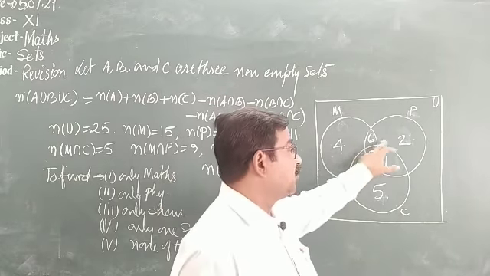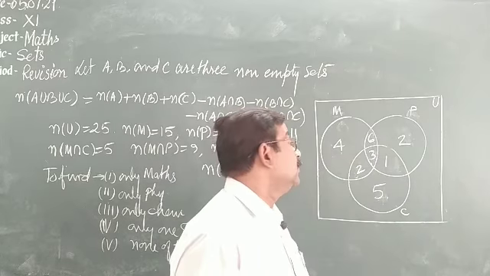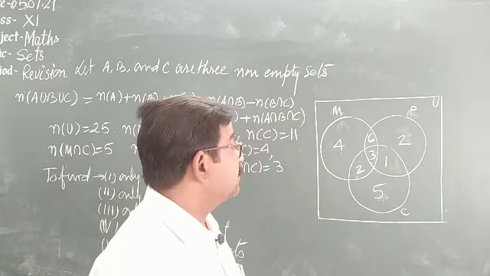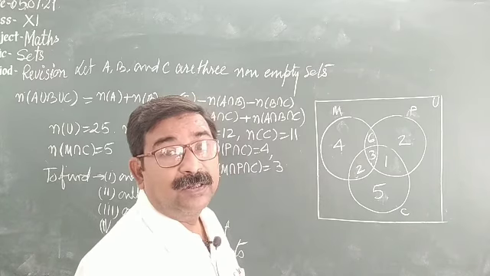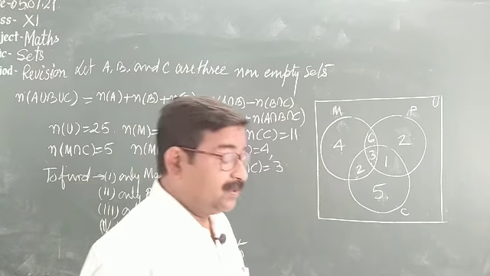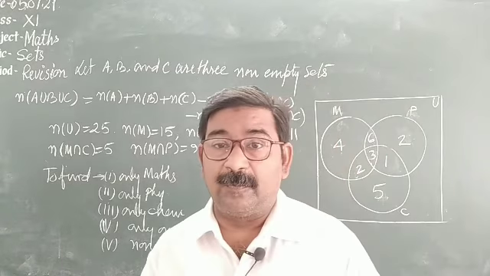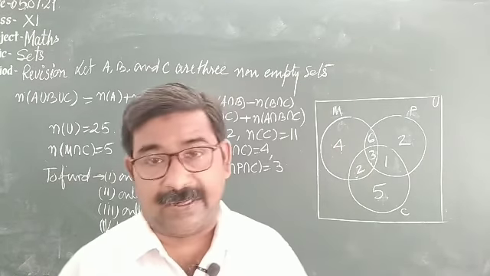So we have 6 plus 4, 10, plus 2, 12, and 4, 16, and 7, 23. So what is none of these? 25 minus 23 is 2. So this is how you can solve the word problem with the help of a Venn diagram.